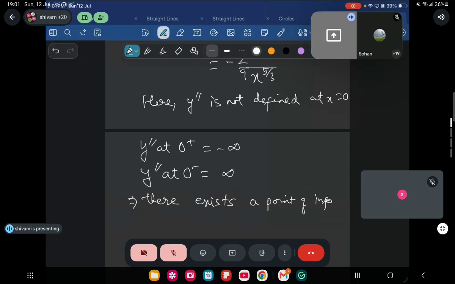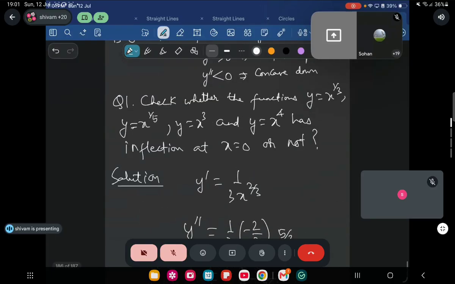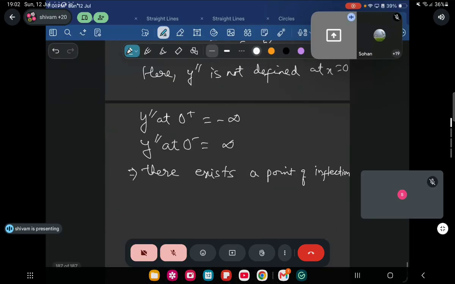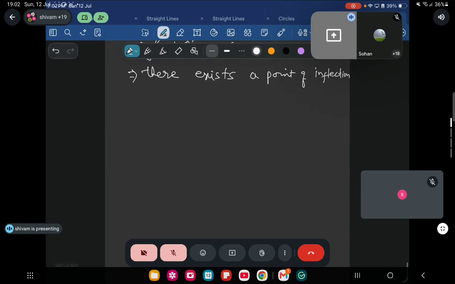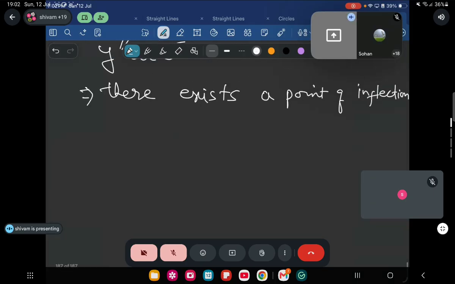Tell me, are you getting yes or no? Inflection. Okay, next. This is part 1. Next, we are talking about y equal to x to the power 1 by 5. Over here also same thing. You do it, we'll get the same thing. Okay.